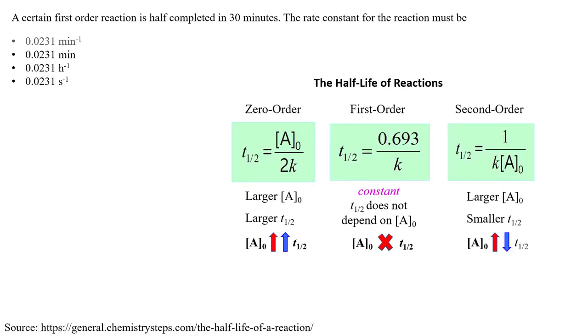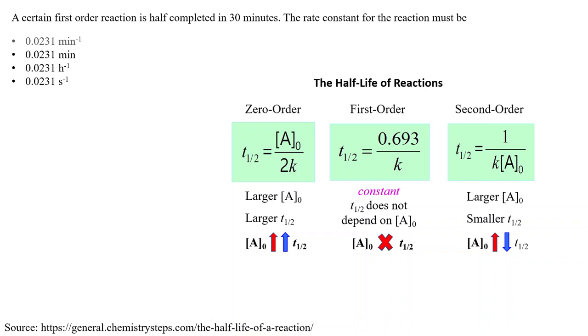Moving on, a certain first order reaction is half completed in 30 minutes. The rate constant for the reaction must be... So we have been given four options. Here I have added a picture which is describing the half-life of reactions. Now what is the half-life of a reaction?